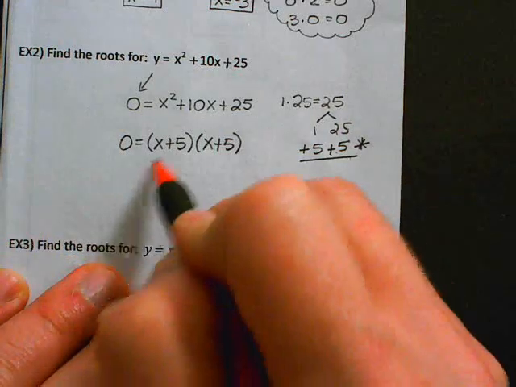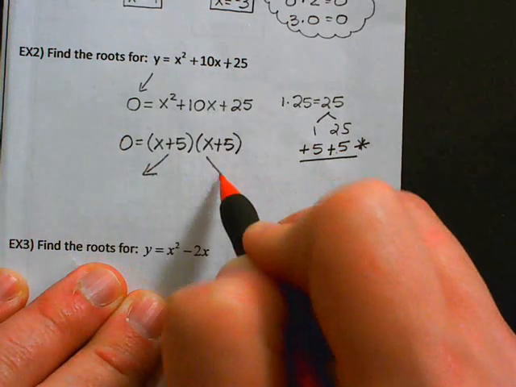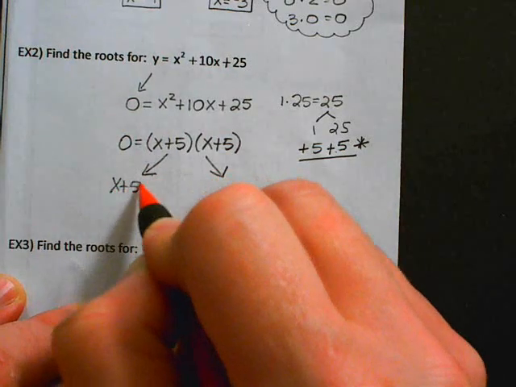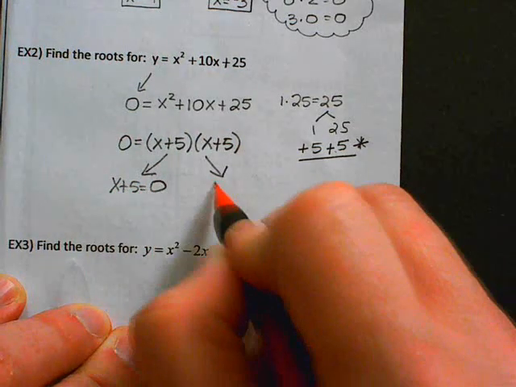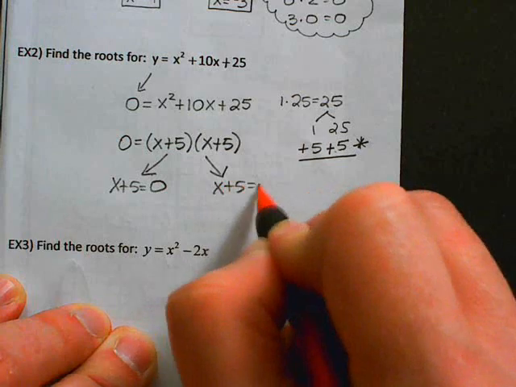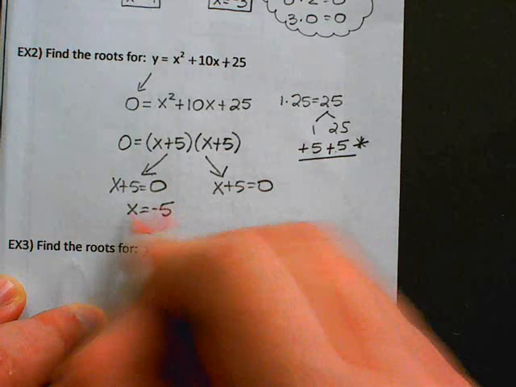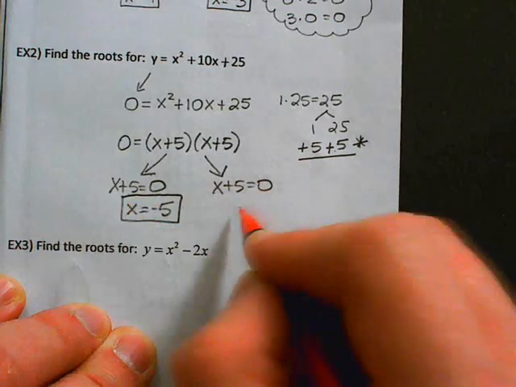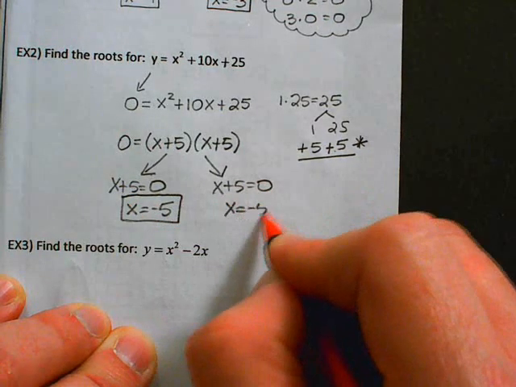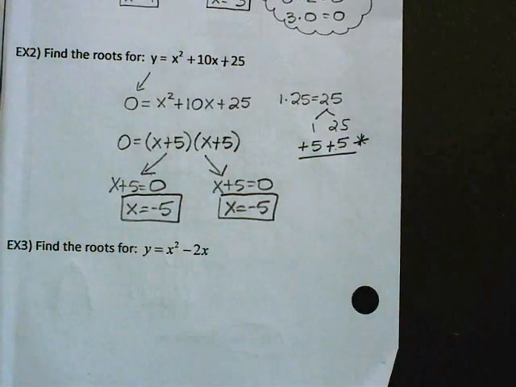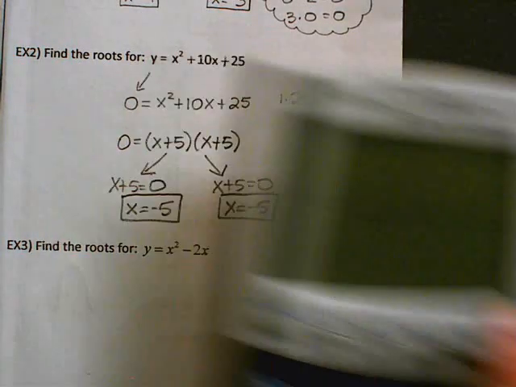So basically, here I can break it down. x plus 5 equals 0, x plus 5 equals 0. In this case, both of them are going to give me the same answer, which is x equals negative 5. So what does that mean? Well, let's take a look on the graph right now. So basically right now, we have a new equation.